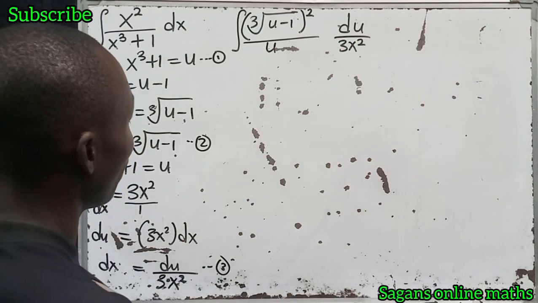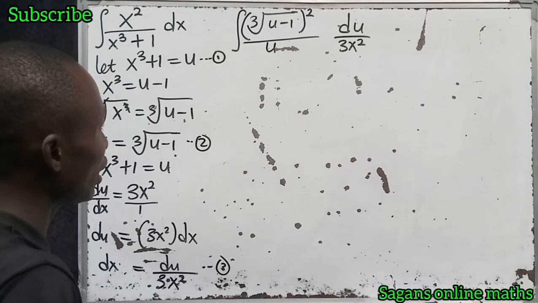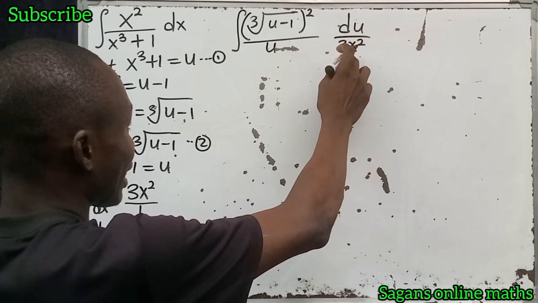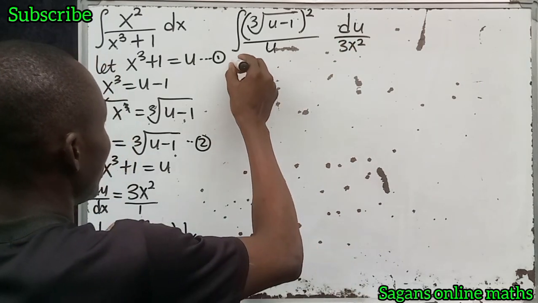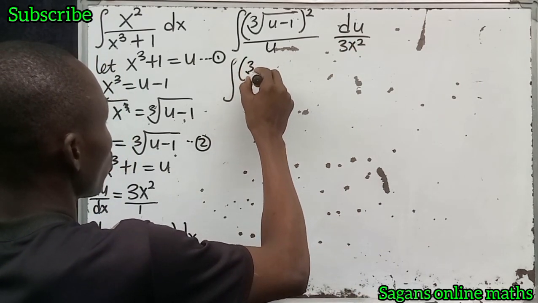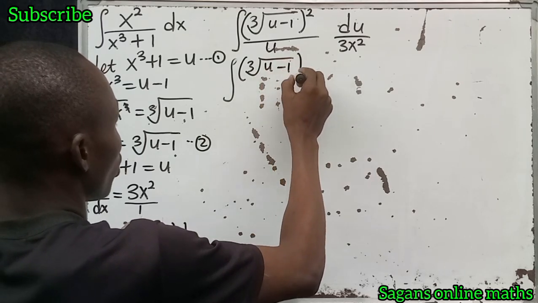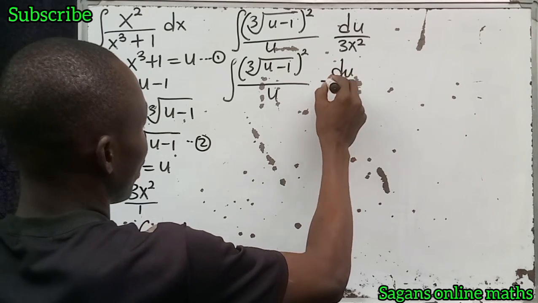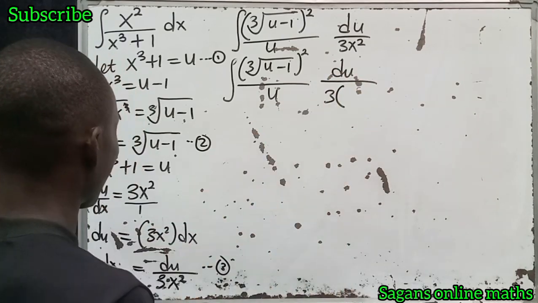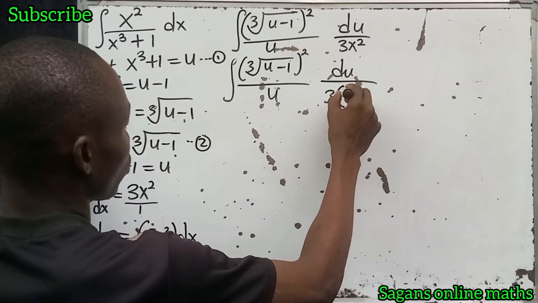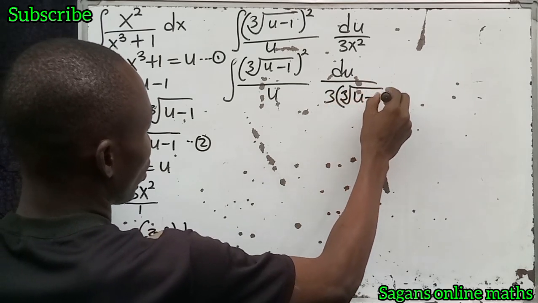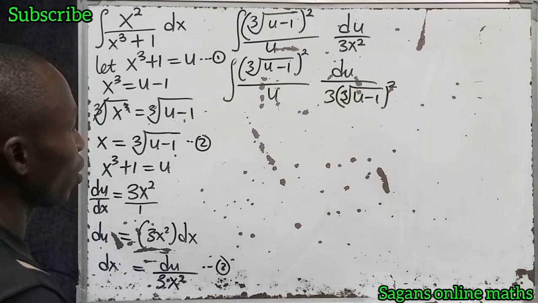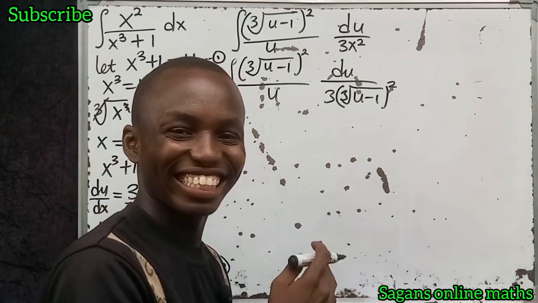I love this. Amazing. Now what we are going to do here is to let all the alphabets here represent u, not x. We want to isolate x out, remove x out. So this now becomes the integral of the cube root of u minus 1, all to the power of 2, divided by u, then multiplied by du divided by 3 times x squared, where x is the cube root of u minus 1. Don't forget that this x has the power of 2. Wow. This is amazing.